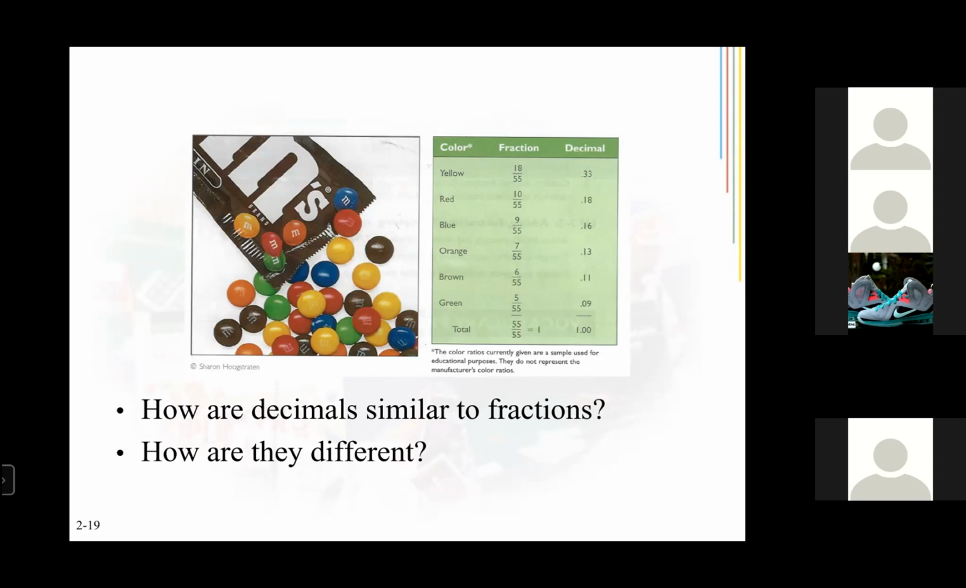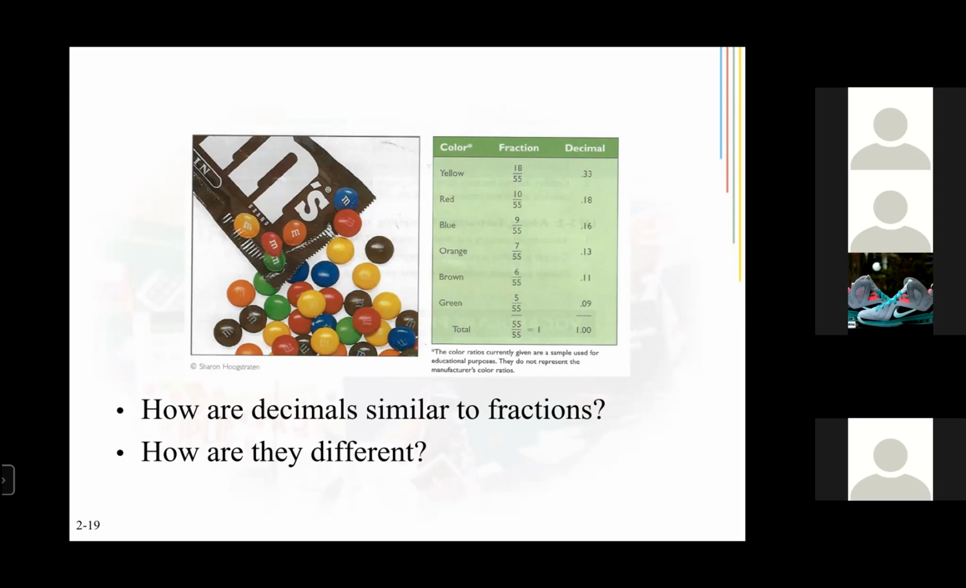In the same way, we use decimals to represent a portion. And many fractions can be represented as decimals and vice versa. So in this example on the screen, you could consider a bag of M&Ms as one whole. The pack is a whole, but the pack could be divided up into parts depending on colors.